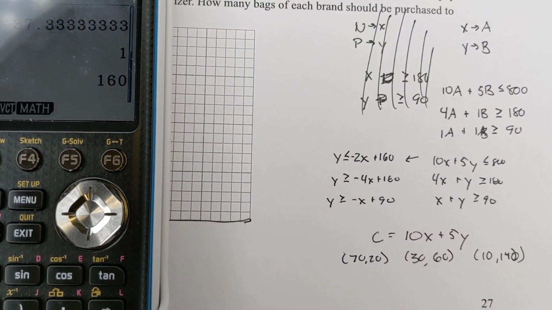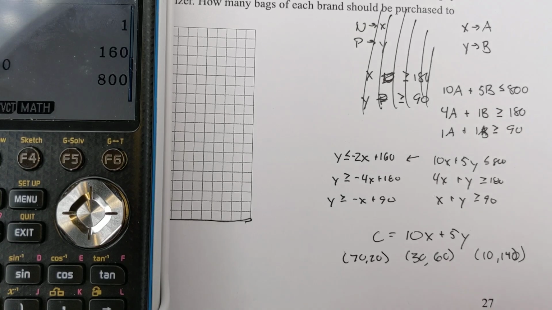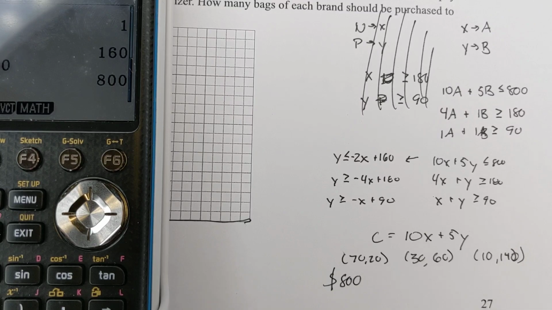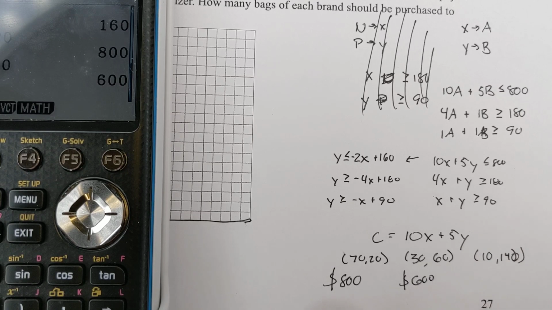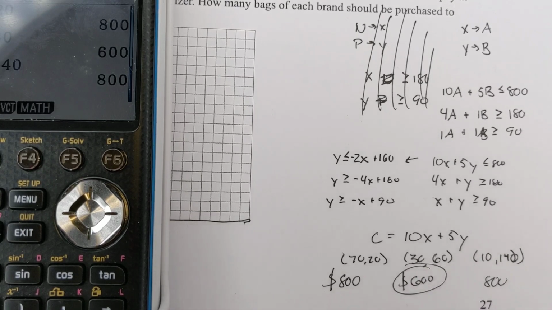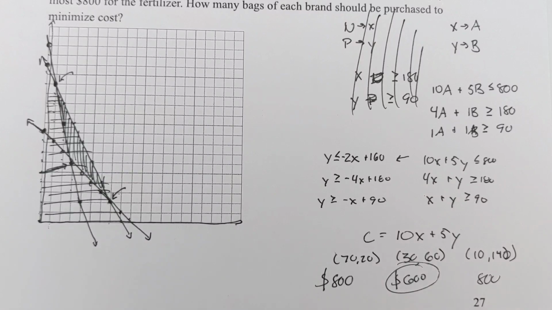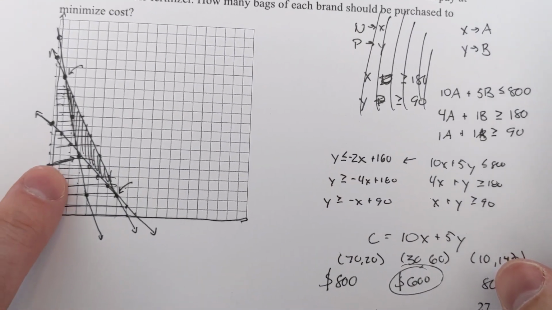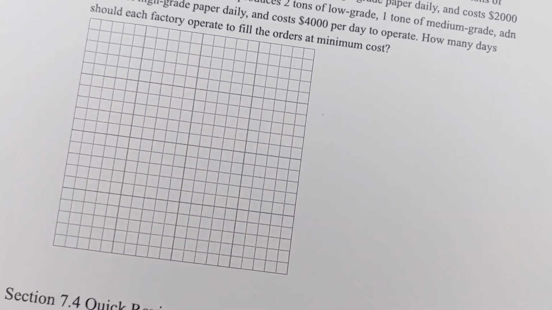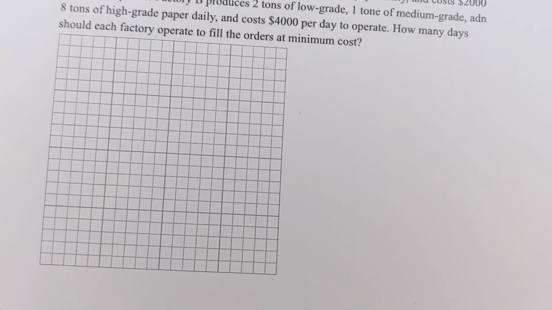So 10 times 70 plus 5 times 20. And 10 times 30 plus 5 times 60, this one will cost me $600. And 10 times 10 plus 5 times 140, this one costs me $800. So that is the best bet: 30 bags of A, 60 bags of B, which is actually that point there. Alrighty, let's see what we got next.